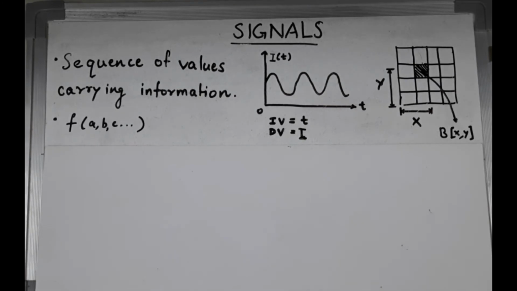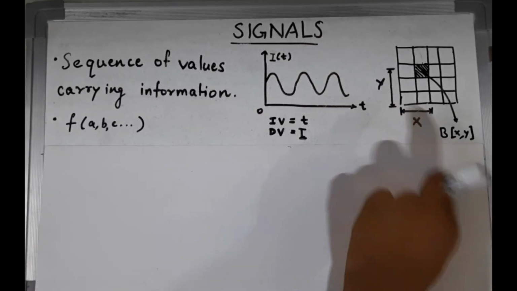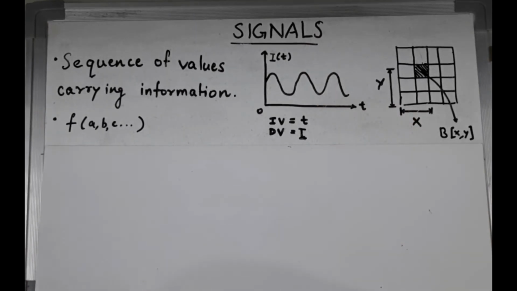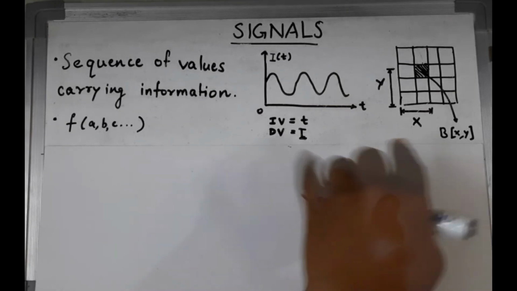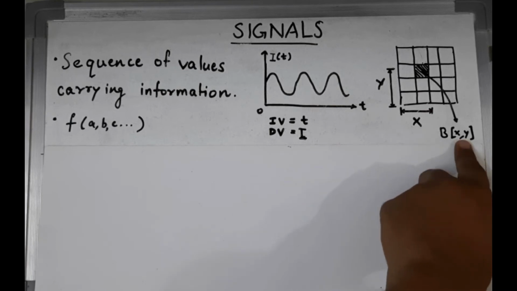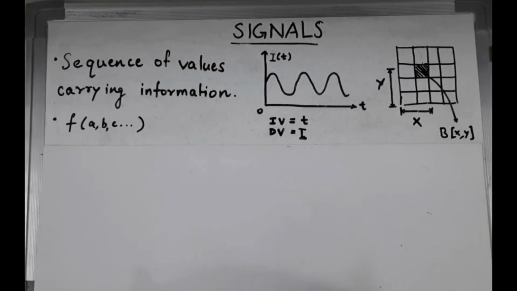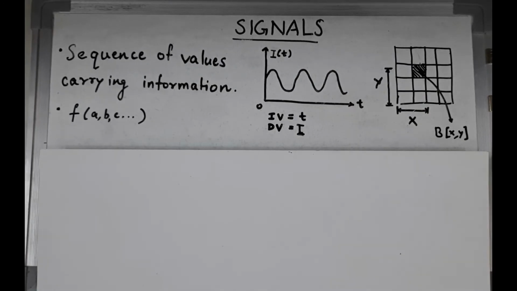Another example is the brightness of a pixel in a grayscale image. The pixel can be located using two independent variables, that is the x position and the y position of the pixel, and the signal can be defined as the brightness with respect to the position. So in this case we see a signal in which the independent parameter is not time. Now we will discuss the types of signals.